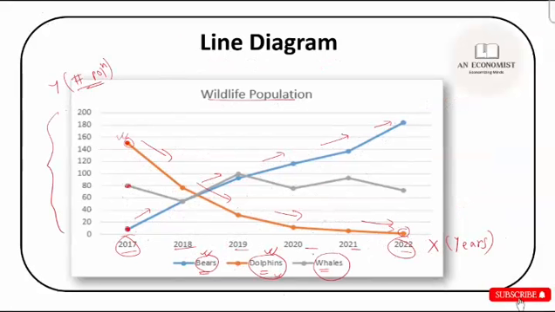Now the third variable is the whales, which is denoted using this ash or gray shade. Here you see that it initially decreases, then increases, then decreases, then increases. So it follows an ascending and descending trend and does not have any particular trend. The population varies, and on average there are about 80 whales. So you can measure that also. This is the benefit of drawing a multiple line diagram. It is just a variant of the simple line diagram.